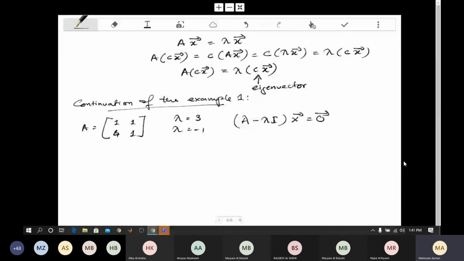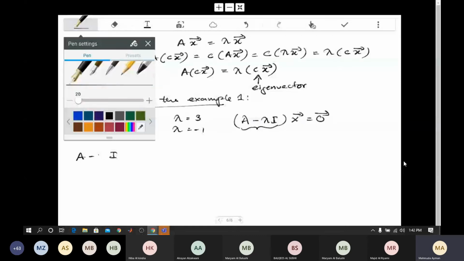Now let's solve this one first here. So A minus lambda times the identity matrix. And we will replace the lambda here, as we have the value.